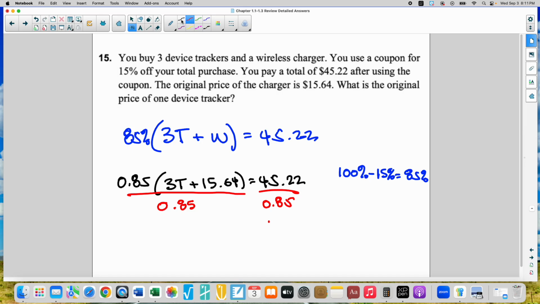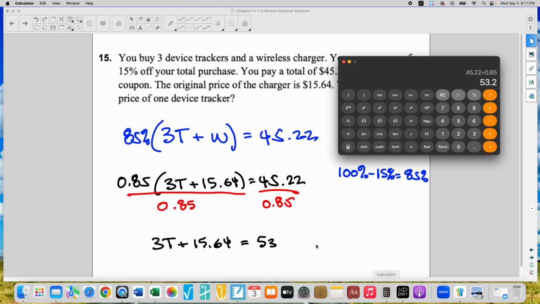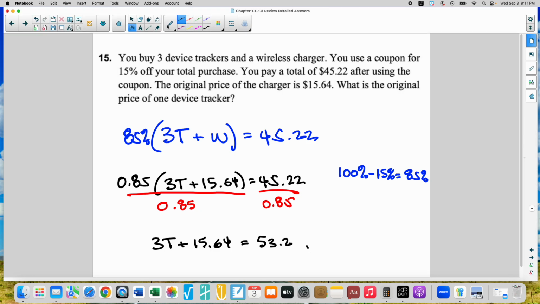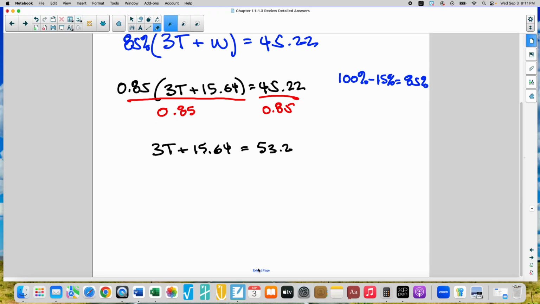53.2. 53.2. So these cancel. You're left with 3t plus 15.64 equals $53.20. All right, now we're going to get rid of the 15.64, so 53.20 minus 15.64. Let's add that 0 in there so we know where we're subtracting.